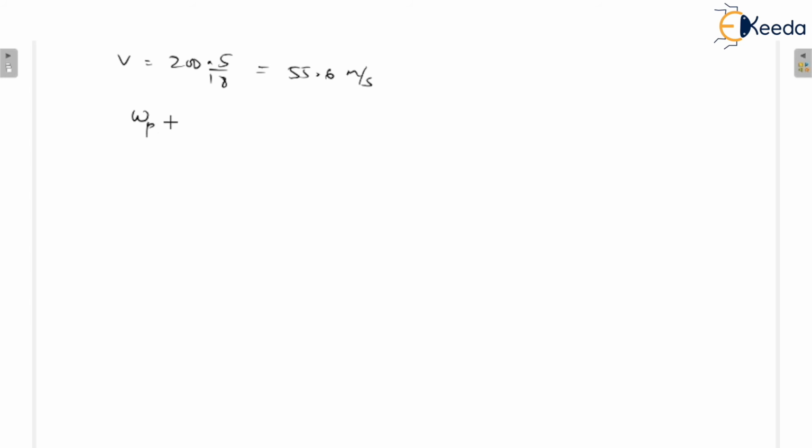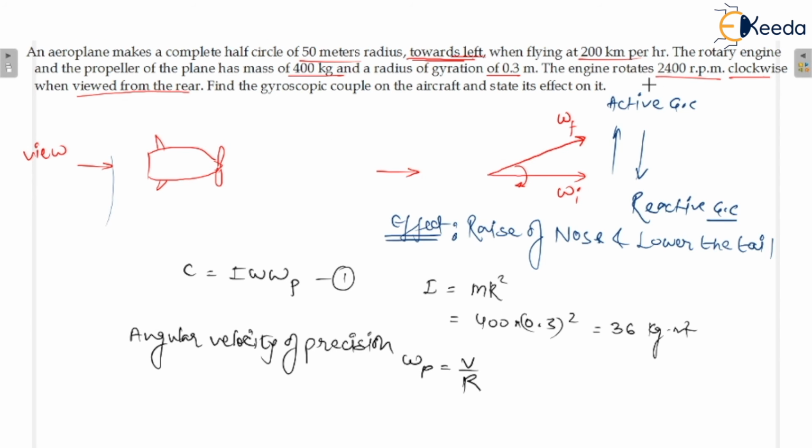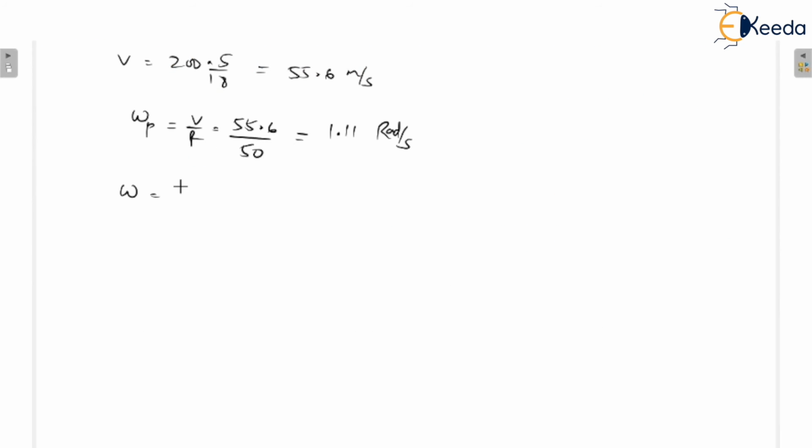So omega p, angular velocity of precession, you can calculate as V upon R. That means 55.6 upon 50. 50 radius is given. So from here you can calculate the value of angular velocity of precession. That comes out to be 1.11 radian per second. And what is the value of omega? See here in the question, 2400 rpm is given. That means it would be 2 pi N upon 60. So that is 2 pi into 2400 upon 60. That would be the angular velocity of the engine, 251.4 radian per second.